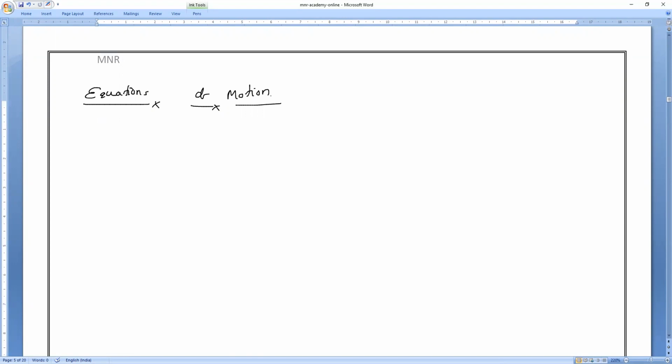Please write that. Remember, these equations of motion we will write only when the body is having constant acceleration. Do you understand? Today we will try to study all three derivations perfectly with the help of graphical representation. Kindly focus. If you get any doubt anywhere, you can ask me.